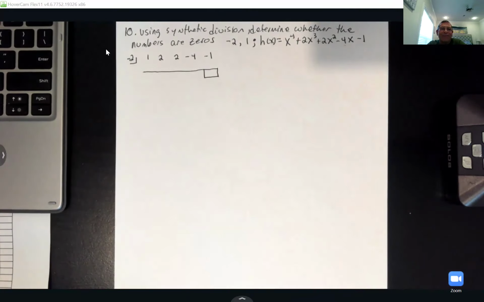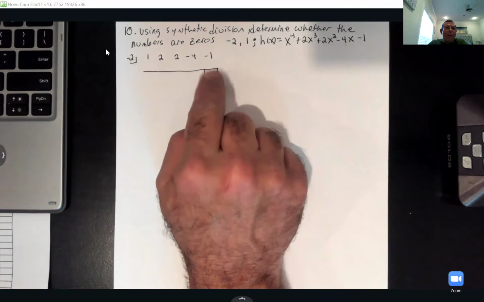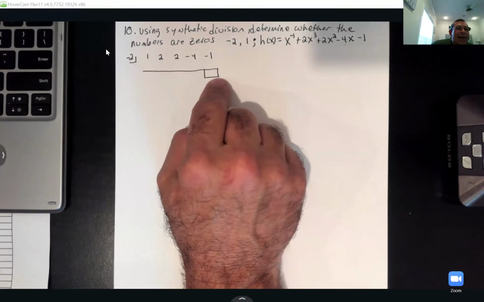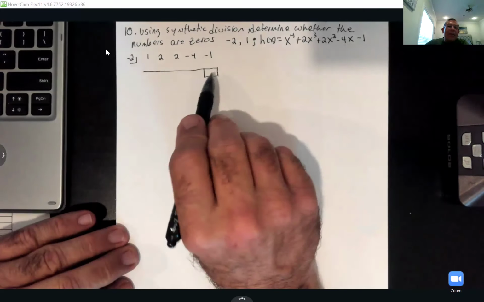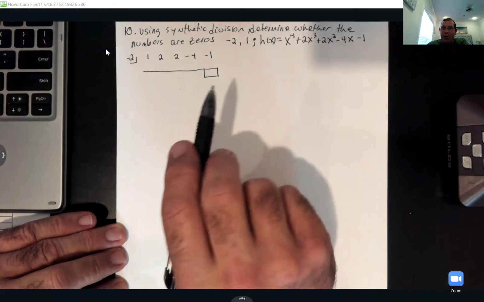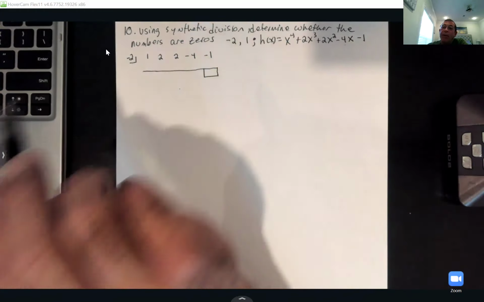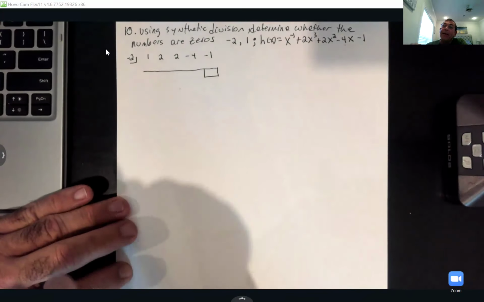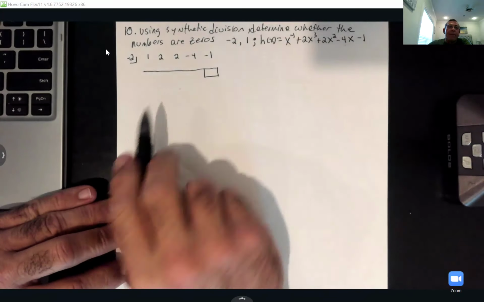Oh, I'm going to get y'all. If it's a 0, that remainder had better be 0. All right, let's see. It definitely has to be a 0 for me to say yes. Any other number, I'm putting a no, okay? Remember, the property of a 0 is that it has a 0 remainder.